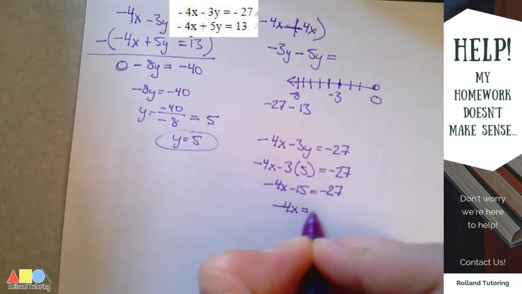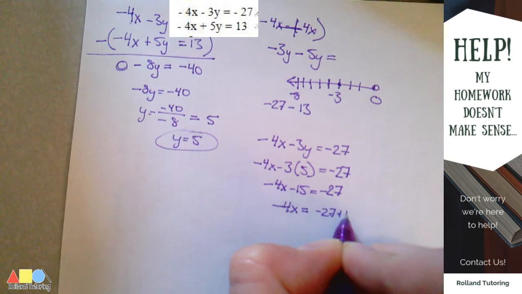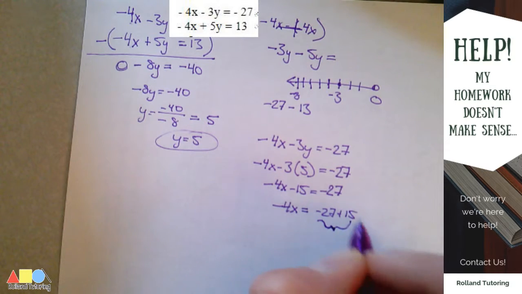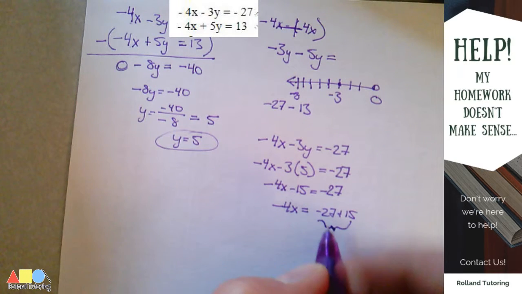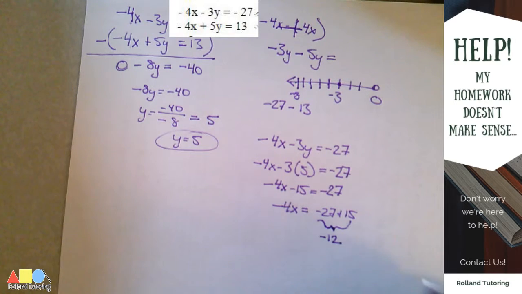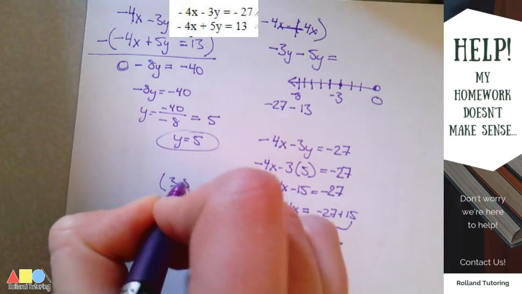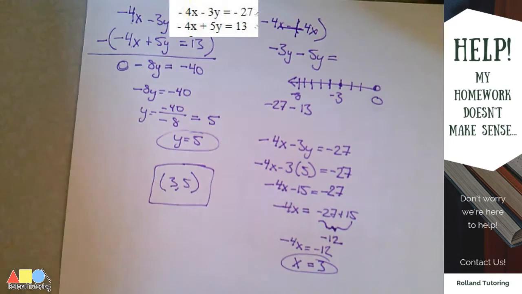Negative 4x equals negative 27 plus 15, and this whole thing will be equal to negative 12. So then we get negative 4x equals negative 12, or x equals 3. So those are our two answers. In point form, we'd have (3, 5) as our final answer.